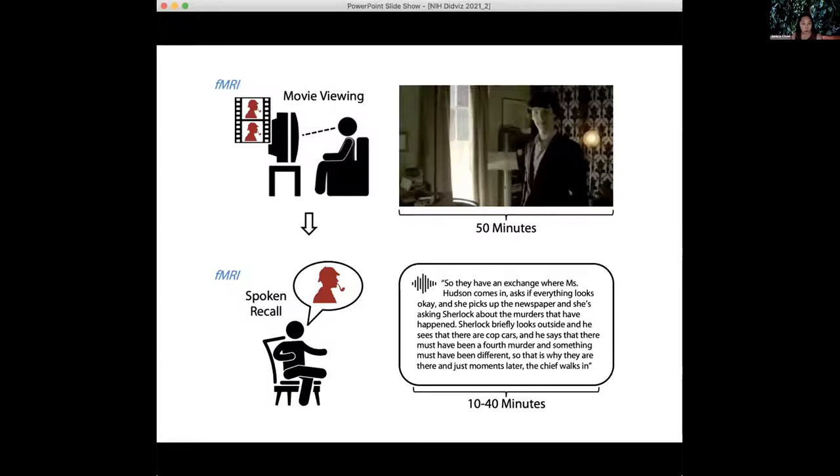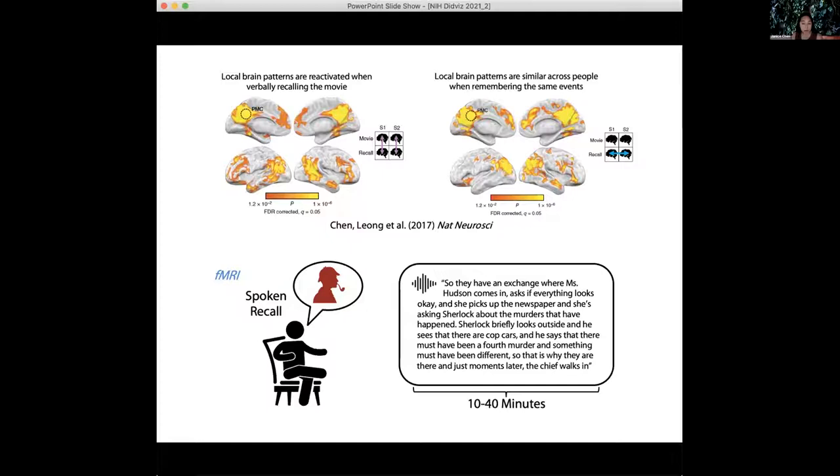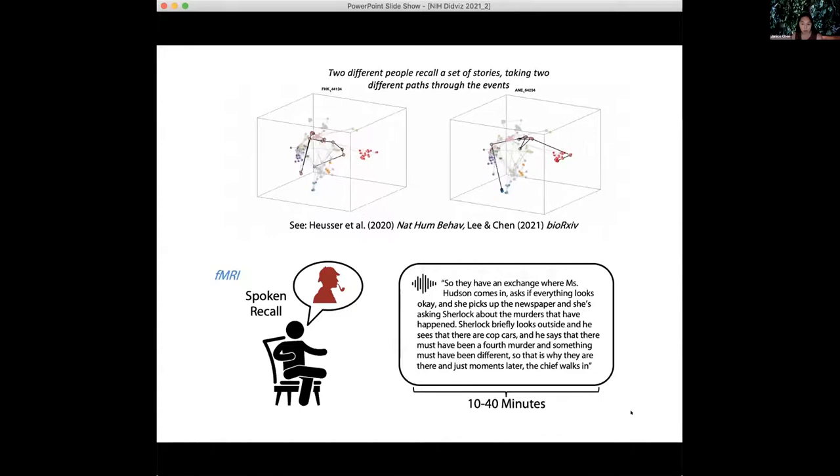After people watch a movie, for example, we could ask them to then talk about what they remember. And by collecting brain data as people spontaneously speak about their memories, we can study how and where brain patterns appear during recollection. We can also examine the trajectories of the words themselves, and Jeremy is going to talk about this in more detail in a couple of minutes.